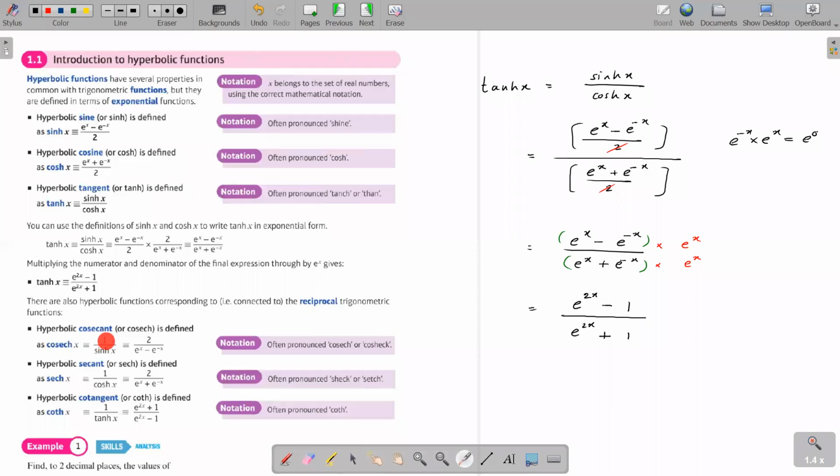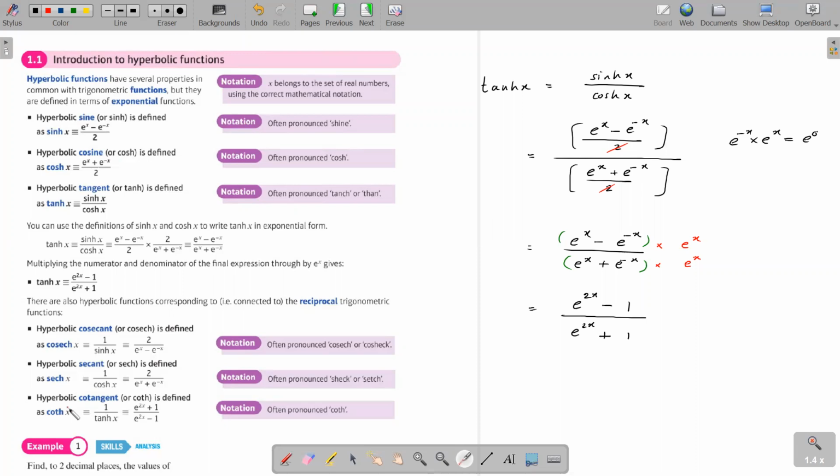So the hyperbolic cosecant, often pronounced as cosech, you can choose any pronunciation you prefer. So cosech x is actually the reciprocal of sinh x. Right, guys? So you can see they've flipped the fraction. And then the hyperbolic secant, we can pronounce it as sech x. That's equivalent to the reciprocal of cosh x. So you can see we turn this fraction upside down.